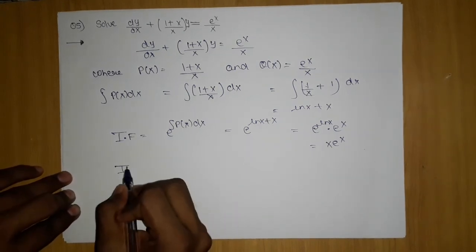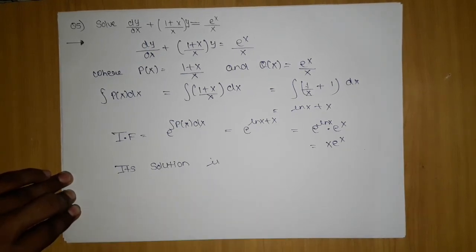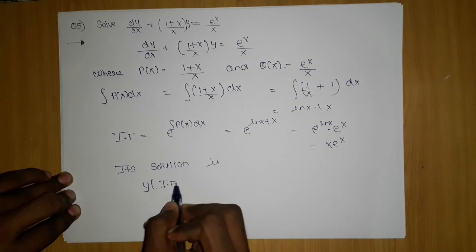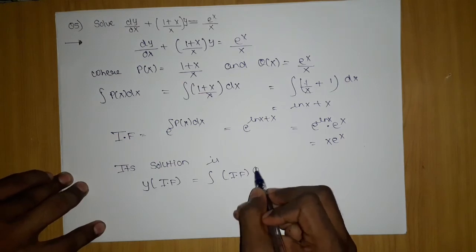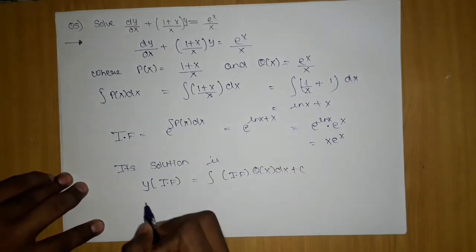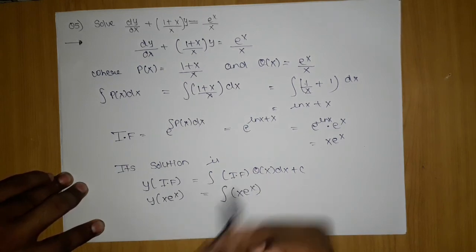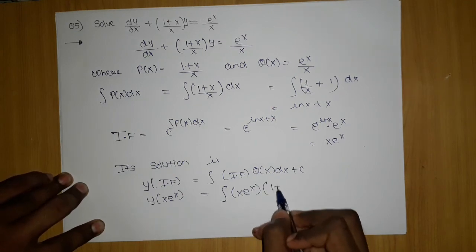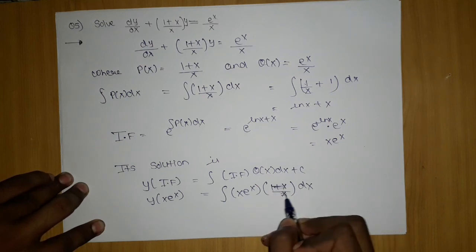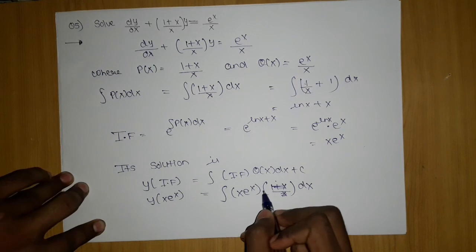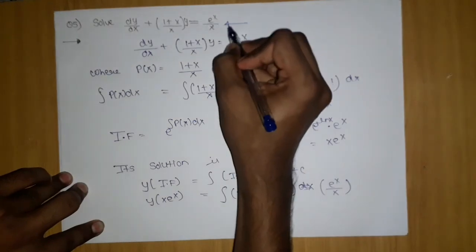Now its solution is given by y into integrating factor equals to bracket integrating factor into independent function, which is q of x into dx plus c. So y into x e to the power x equals to bracket integrating factor x e to the power x into q of x. Q of x is what? Sorry, q of x is nothing but e to the power x by x. This is our q of x.